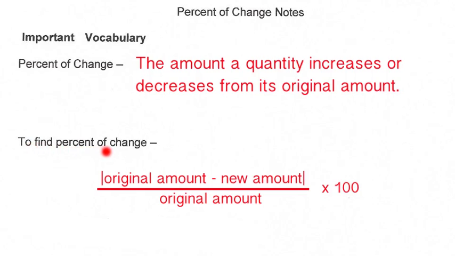And to find percent of change, you take the absolute value of the original amount minus the new amount. You divide it by the original amount and multiply it by 100. Now remember, absolute value is just making sure that the number is always positive. So you subtract the two amounts, you divide it by the original amount and multiply it by 100, and that is how you find your percent of change.